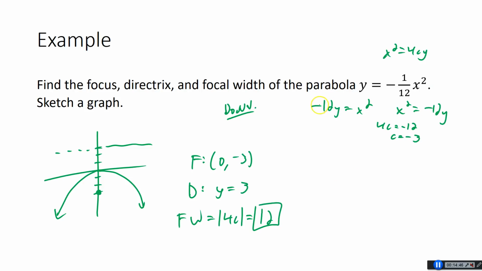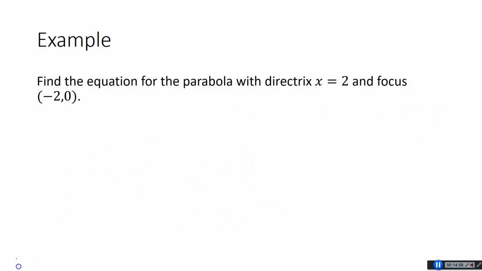Notice you can just steal it from right here, right? And just do the absolute value. So you have your 4cy. 4c is right here, so that's the focal width. And we sketch a graph. That's it. We're done. Let's take a look at one more.